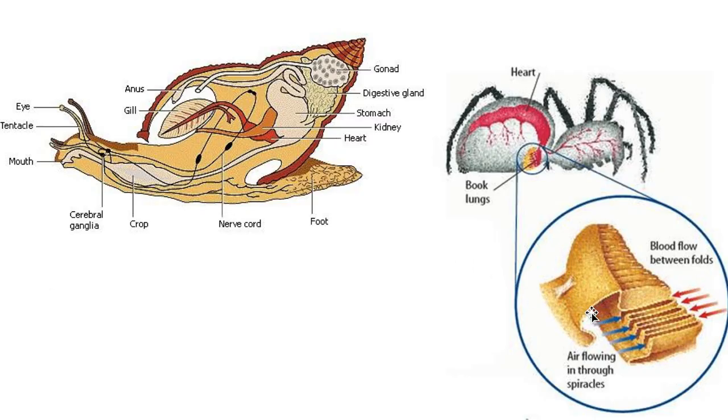Here you have what are called book lungs. You've seen these in spiders. You have mollusks here, which are going to have a feather-like gill. Okay, so that is going to be within the mantle here. Okay. So those are the structures for the respiration.